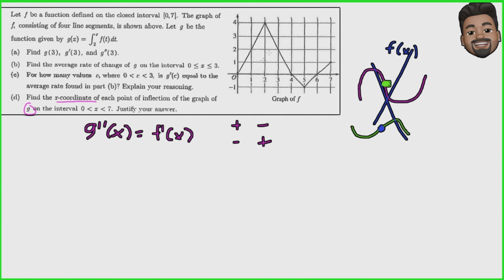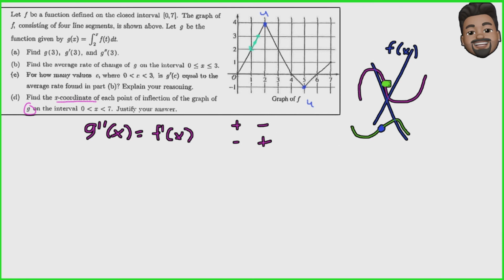Well, I need to take the derivative of this graph. If I take the derivative of this graph, the derivative here is undefined. I'm going to write a u. The derivative here is undefined. I'm going to write a u. But guess what? It doesn't matter, because I'm taking the derivative of this graph, and it gave me f, so I need to take the derivative.